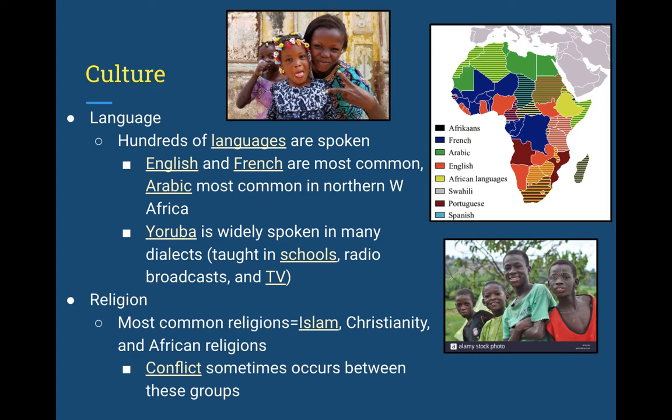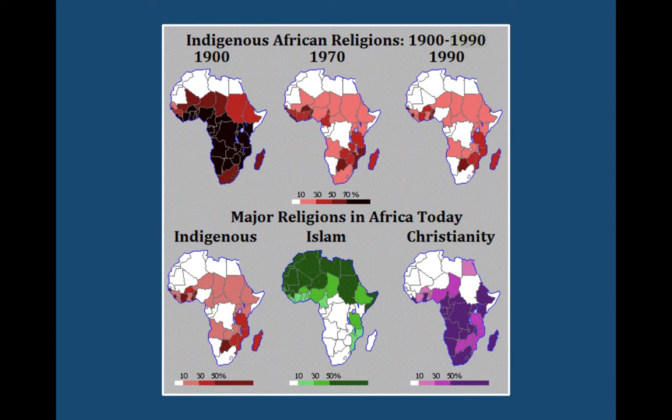And then religion. So the most common religions are Islam and Christianity, and then the indigenous religions of Africa. But there is a lot of conflict sometimes between these religious groups. And so, especially like I was just speaking about Nigeria, they still continue to struggle with that to this day. So this right here shows a map of Africa and how widespread the indigenous religions were compared to where they're at today.